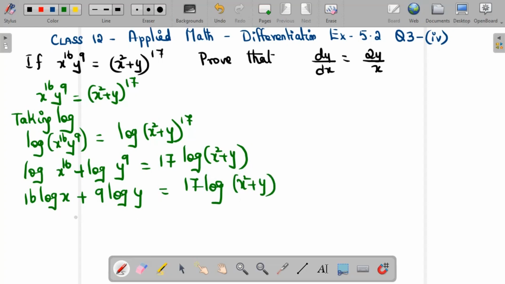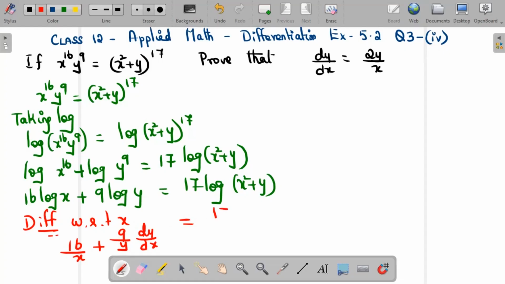So now that we have applied all the logarithmic properties and simplified this expression, let's start the differentiation. Differentiating with respect to x, the first term will become 16/x. The second term will become 9/y dy/dx, because 9 into differentiation of log y is 1/y times dy/dx. On the right, it is 17 by (x² + y) into the derivative of this expression. Differentiation of x² is 2x, and here differentiation of y is dy/dx.